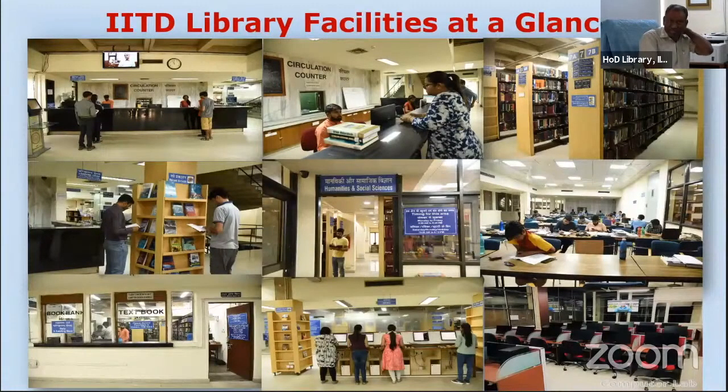This is the screen which shows some of our library services in IIT Delhi. This is our circulation counter main area. These are our racks. These are the pillars decorated with wood, and the newly arrived books are placed here. This is our humanities and social sciences section. These are our reading halls. These are our OPAC terminals, and this is our computer lab.